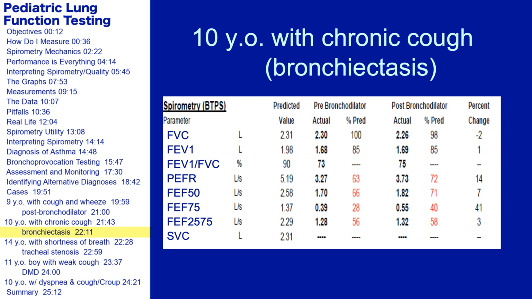And this is a child who ultimately had bronchiectasis. And without doing the bronchodilator reversibility test, you may not have known this because he also presented with chronic cough, similar to how an asthmatic might.